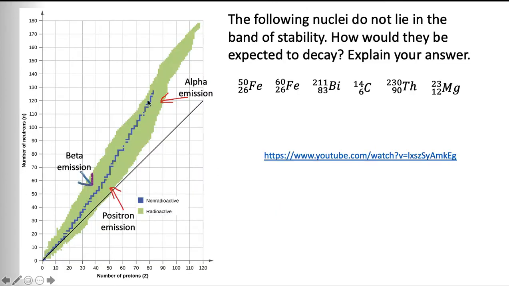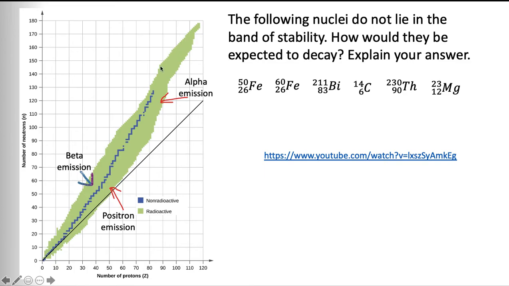The last part of these nuclear equations that we're going to talk about is how to determine by which process these unstable isotopes are going to decay. I mentioned earlier that this is our graph and this is the band of stability, and whatever is in the green is going to try to decay to get to this line. So let's talk about each of these parts.